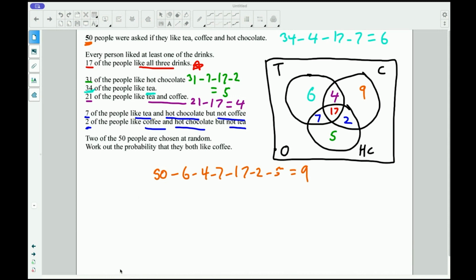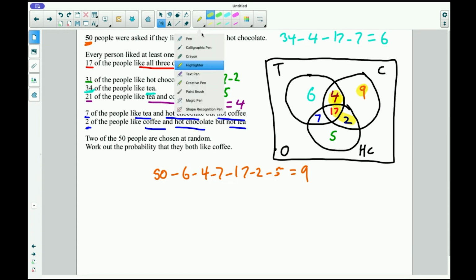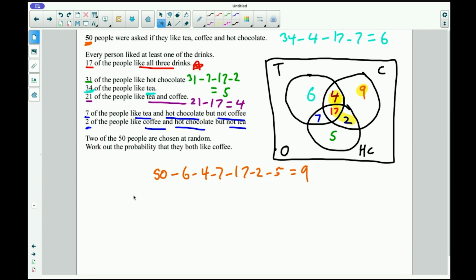All right. So we need to figure out how many people like coffee at the end of the day. So if you go and count, let's highlight this actually. How many people like coffee? So 4, 17, 2, and 9. Let's go ahead and add that up. So 4 plus 17 plus 2 plus 9, and I'll do this in black. What does that get us? 11, 28 plus 4 is 32. So 32 people like coffee.